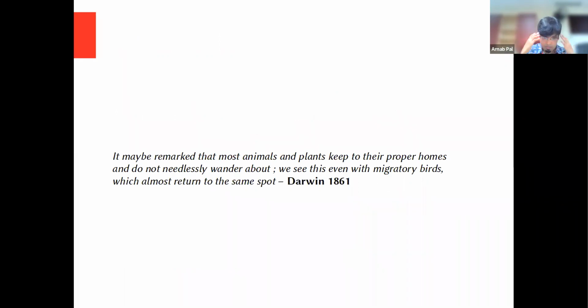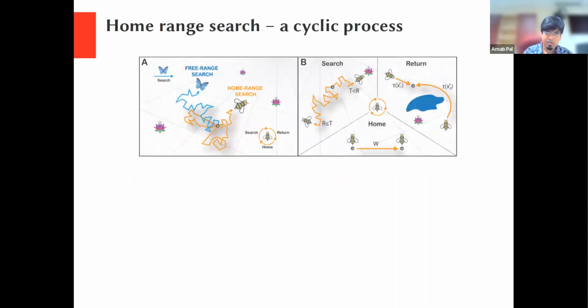So the take-home message for us was that many search processes are conducted in the vicinity of their home or some favored location. Animals return to their nests or dens, stay there, take rest, and then go out. Drones and mechanical machines go to their docking station for refueling. While you could have a free-range search, as with butterflies, which do not have a permanent dwelling, on the other hand you could have bumblebees, which have hives.